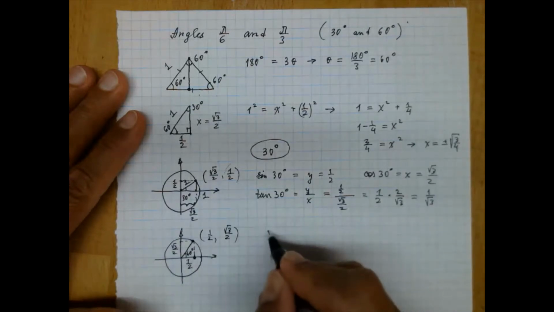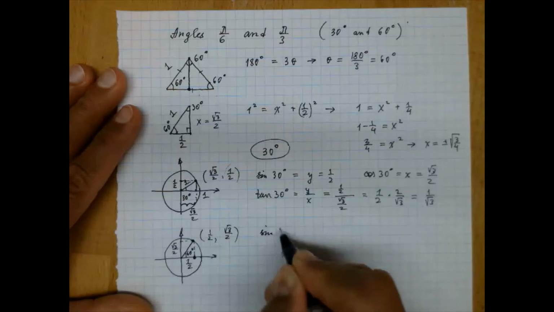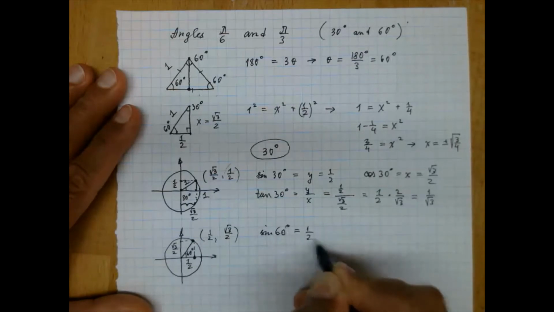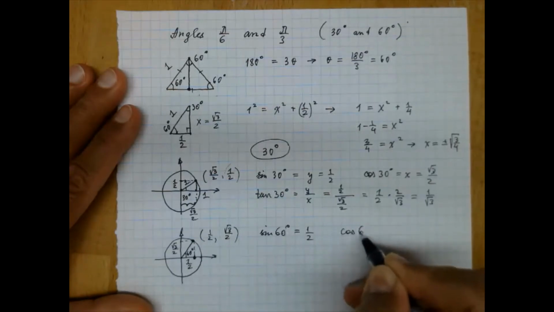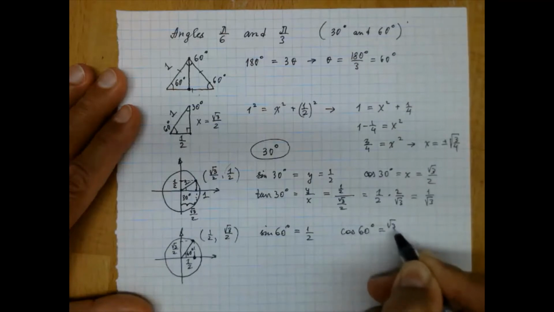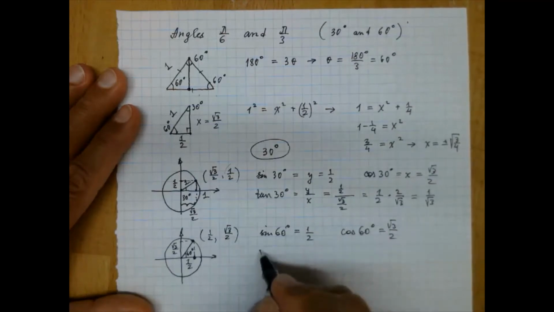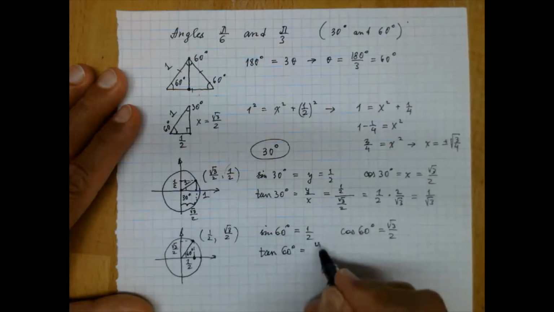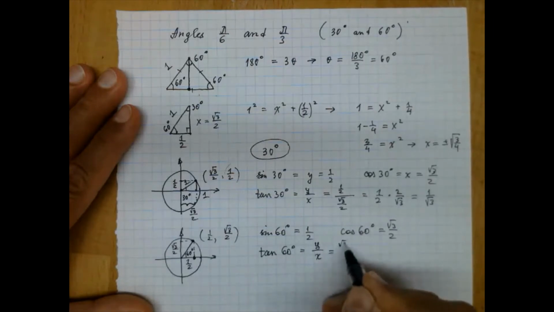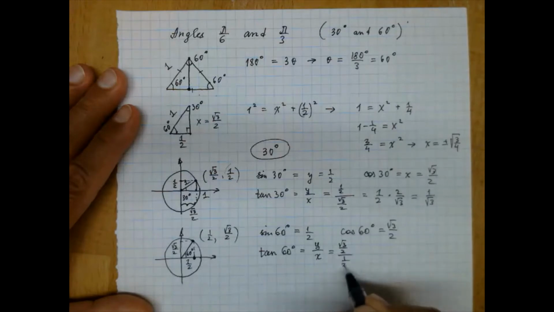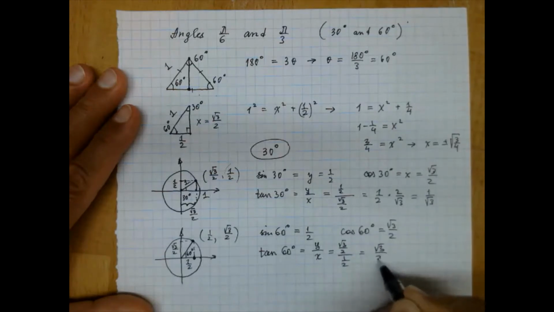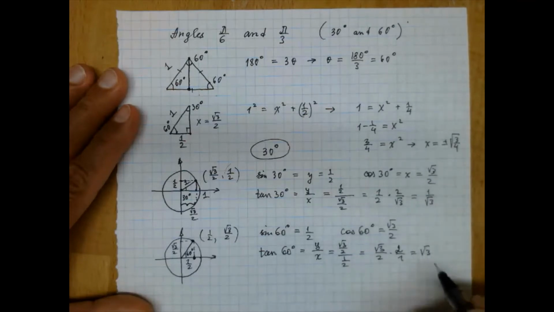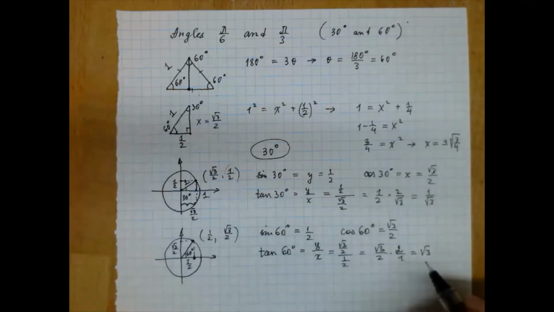Now, ready to write down the functions. Sine of 60 degrees is y, square root of 3 over 2. Cosine of 60 degrees is x, 1/2. And tangent of 60 degrees is y over x, square root of 3 over 2 over 1 over 2, which is square root of 3 over 2 times 2 over 1, which is going to give us square root of 3. Very nice. So we got one more set of numbers.